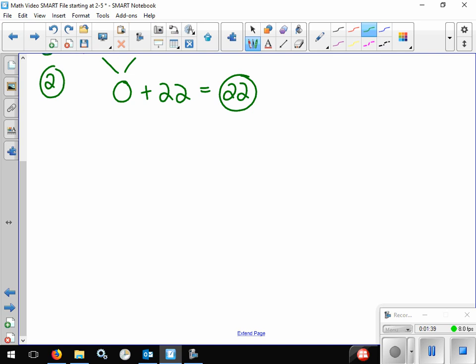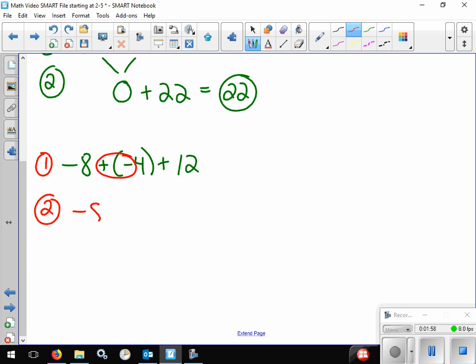All right, here's the next problem. Negative 8 plus a negative 4 plus 12. This is where I'm going to tell you, clean up the messiness. So we wrote this problem down first, and now we clean up the messiness. So step 2, I'm going to rewrite it as negative 8 minus 4, because when you add a negative, you're just subtracting. So negative 8 minus 4 plus 12. Now step 3 is I'm going to combine the first two, or subtract them. So what's negative 8 minus 4?